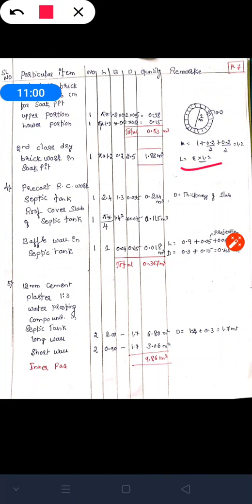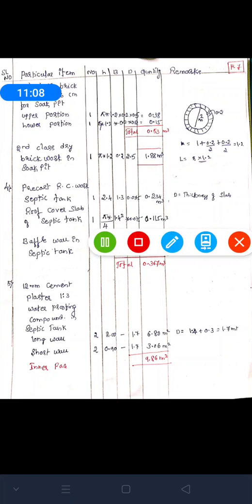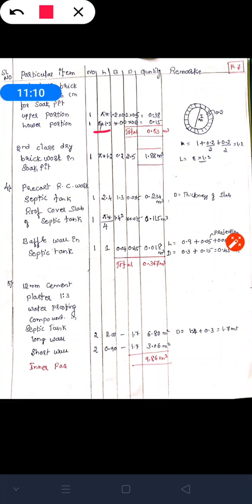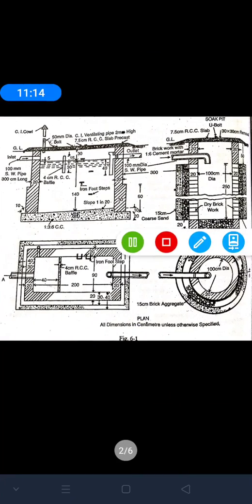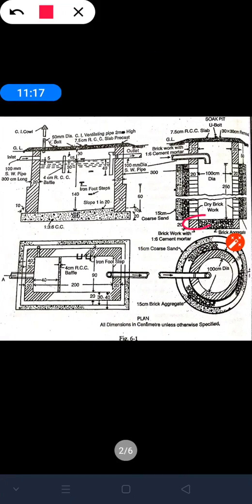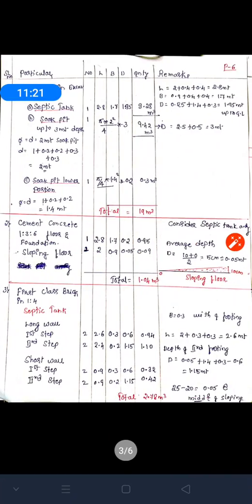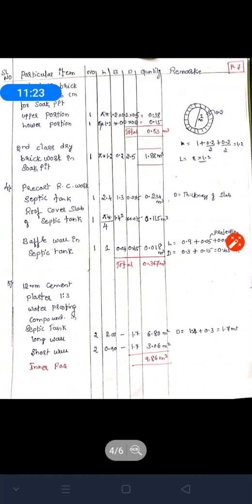Circumference length into breadth into depth. The breadth is 0.2, depth is also 0.2, that is the lower portion of the soak pit. That is the lower portion brickwork. There is a hatching line, that is brickwork. Then we get the quantity 0.53 meter cube. That is brickwork for the upper and lower portion of the soak pit.